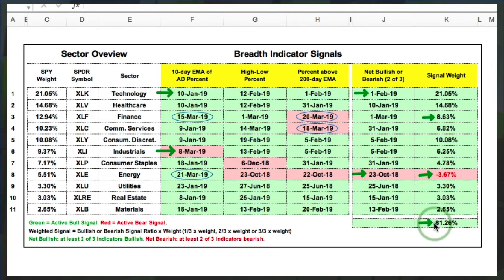And so when this goes below 50%, then we have a weight of the evidence approach that tells us that the market has shifted to bearish. Now keep in mind, this only applies to the S&P 500, but if the S&P 500 is net bearish, you probably don't want to be in stocks.